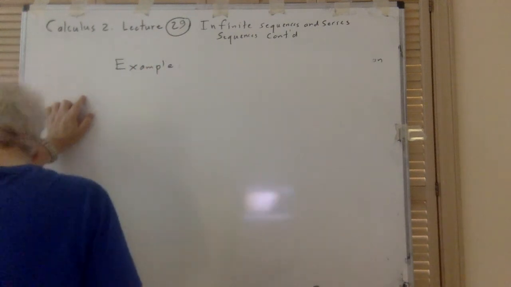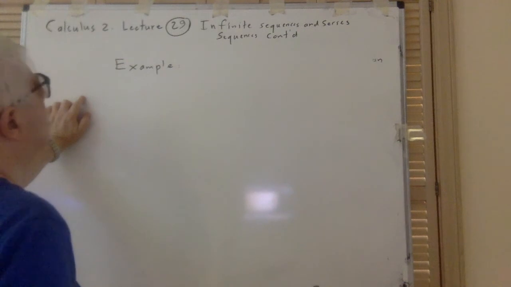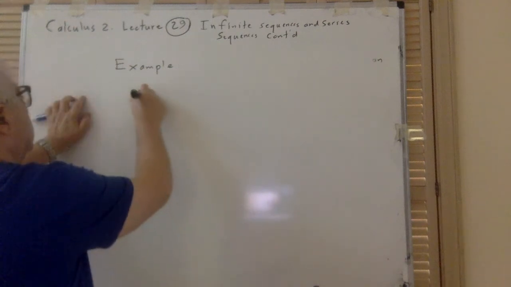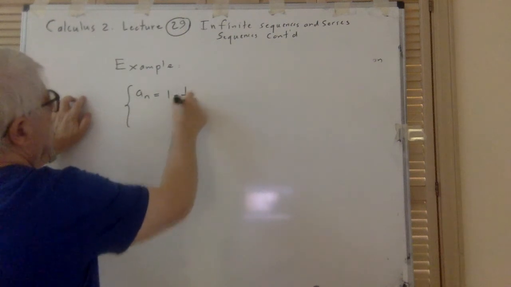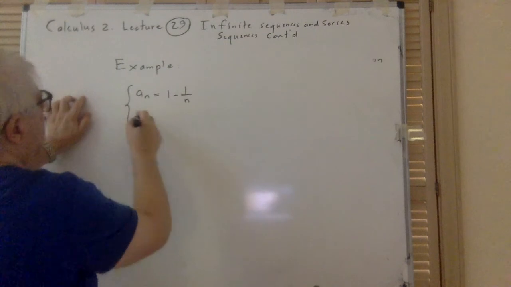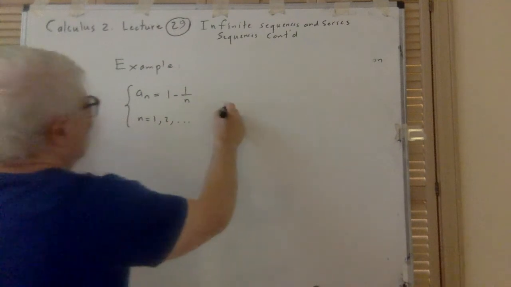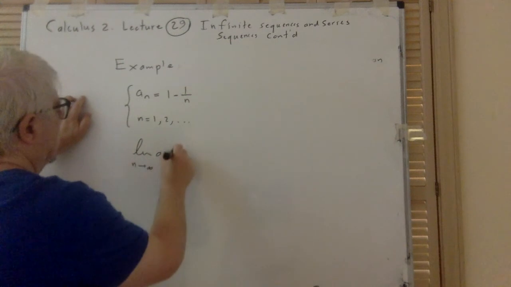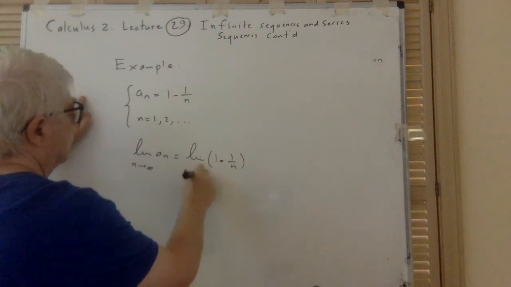But let me think of something. I can think of something which is not 0. Let's see. Yeah, I can think of something. So let's say an is 1 minus 1 over n, and n starts at 1, 2, dot, dot, dot. So what is the limit of an as n goes to infinity? That is the limit of 1 minus 1 over n as n goes to infinity.